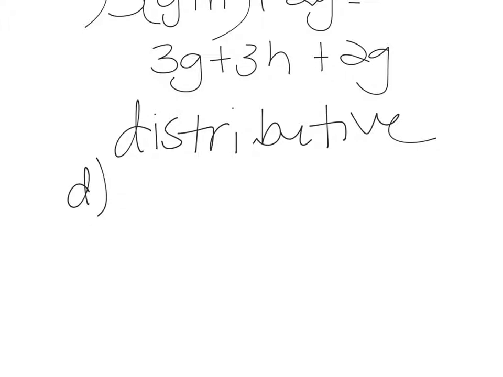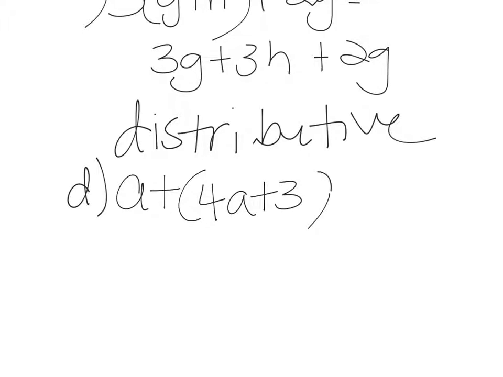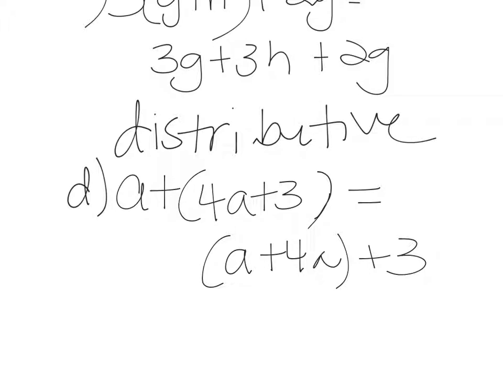Last one. A plus 4a plus 3. Now you're probably wondering, why in the world do we have all these properties? What are we going to need them for? Well, can you add 4a and 3? Are those like terms, though? Can you combine them into something like 7a? No, you can't. So if I wanted to simplify this expression, I would need to use the property that says, let's take a plus 4a together, because they're like terms, and we're going to add 3 to that. So there's a property that says we can do that.